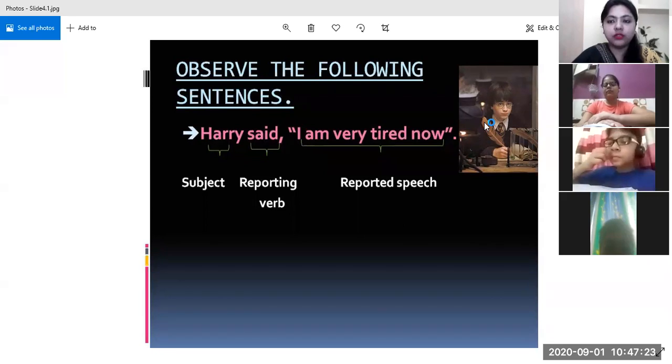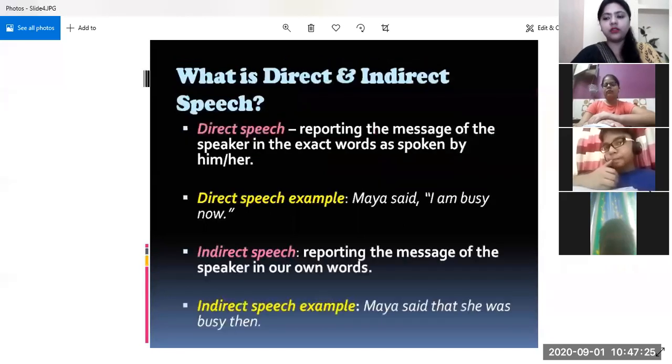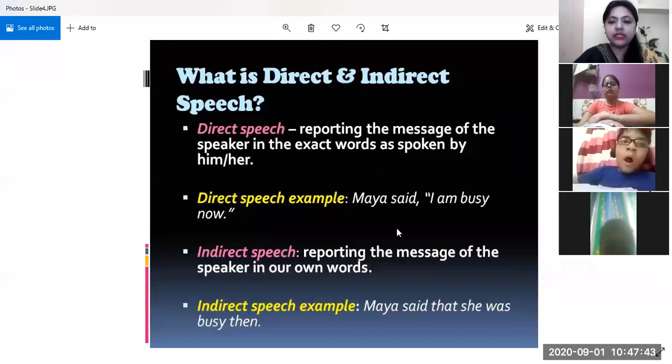So moving on. Now we can very well make out what is direct and what is indirect speech. Direct speech is where the message of the speaker is reported in the exact words as spoken by him or her, the same words, actual words. For example, Maya said, "I am busy now." Again, Maya is the subject, said is the reporting verb.